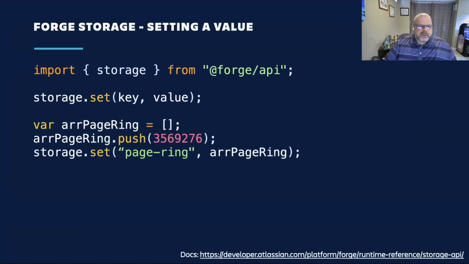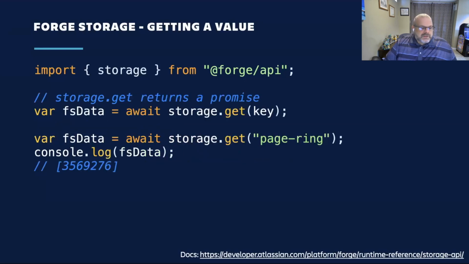Really, there are three different functions of Forge storage. There's this one, setting a value. We can see here we are importing storage from our Forge API, and then we just call storage.set, give it the key name, and then give it a value. In our app, we would create an array variable here, initializing it, and then push a page ID onto that array. Then we set that into a key called PageRing. Very simple, just to set the value. Again, there's a link to the docs at the bottom of the slide.